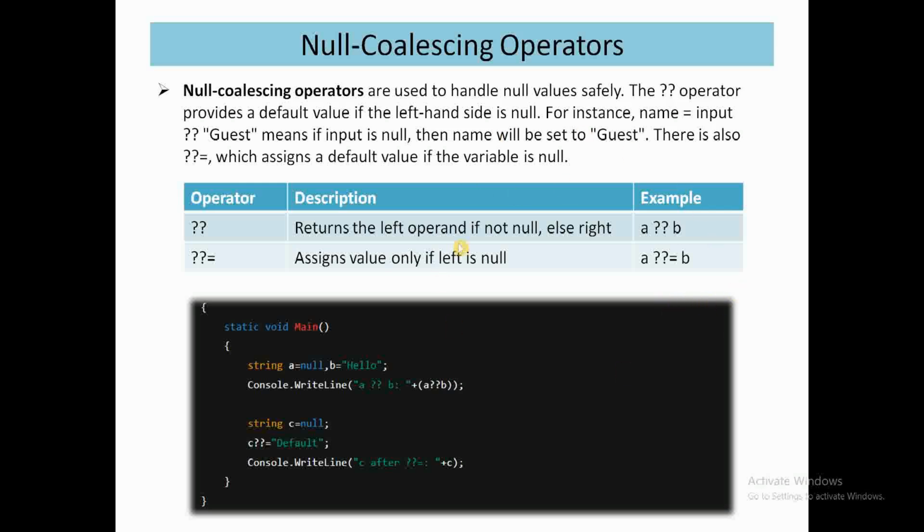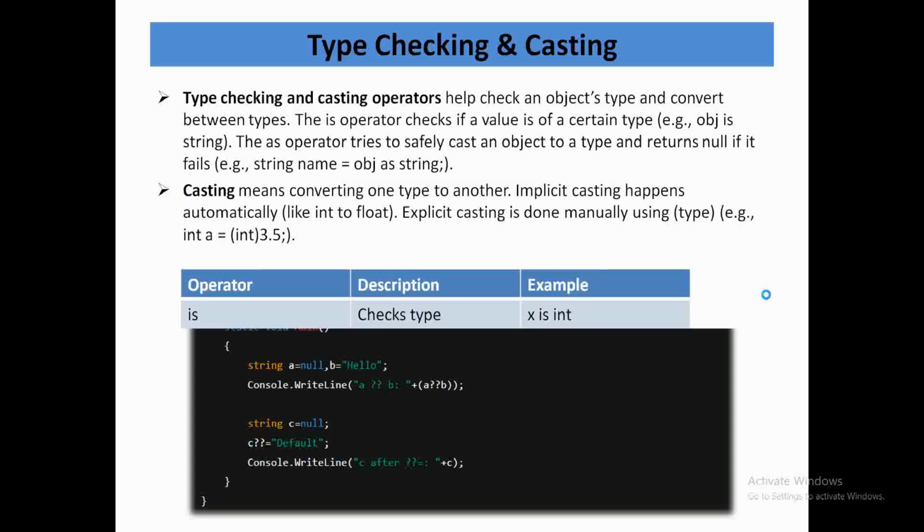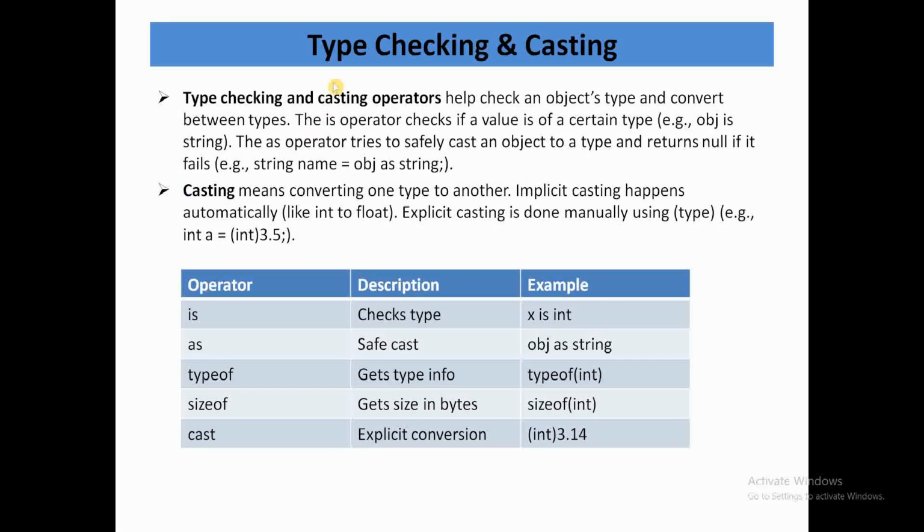So we covered null-coalescing operators. Next we have type checking and casting. Type checking and casting operators help check an object's type and convert between types. Type checking is mostly used to check the type, like suppose we are using int type, then we can use the typeof operator to check the type of the integer, and we can check the size of the integer with these operators.